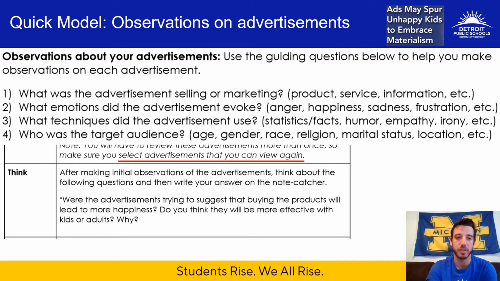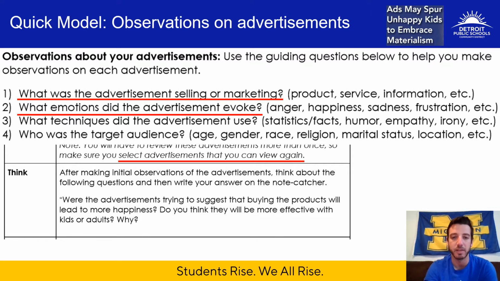So when you go to the note catcher, you'll see 4 criteria listed. We're going to go through each one and just talk through what it means, just so everyone's on the same page. So number 1, what was the advertisement selling or marketing? You should really think through what specific thing was the advertisement selling or marketing. It doesn't always have to be a product. You could be selling a service, could be selling information or an idea. So you really got to figure out what actually is being sold or marketed in the advertisement.